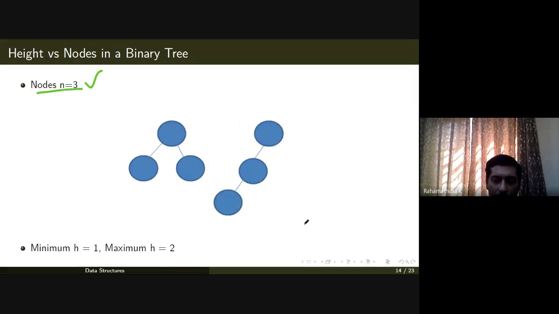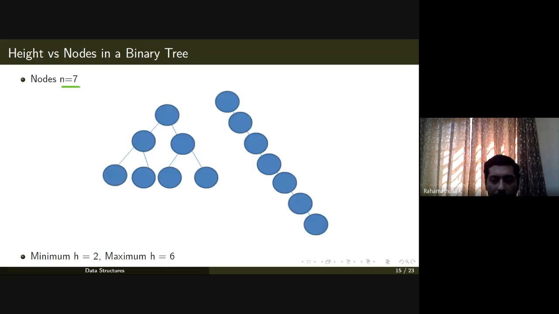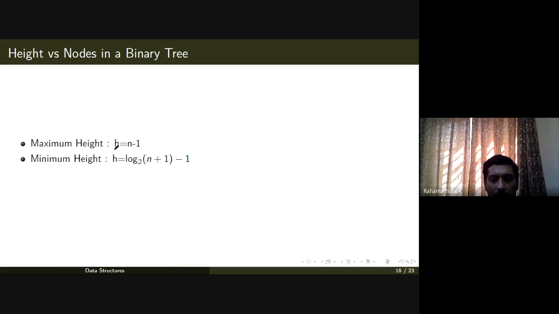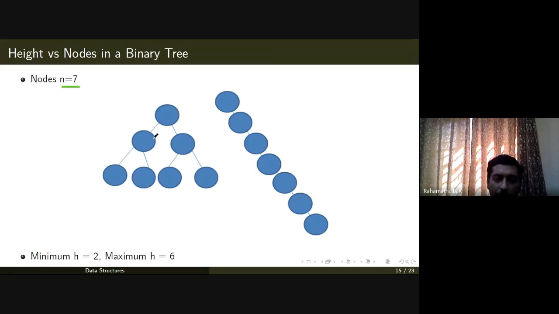So from these two examples you can find out a pattern. The maximum height can be generated by using n minus 1 number of nodes, that is, by using a series of nodes like a one dimensional representation. Maximum height can be obtained by this formula, h is equal to n minus 1. And what about minimum height? Minimum height is directly related with maximum nodes.